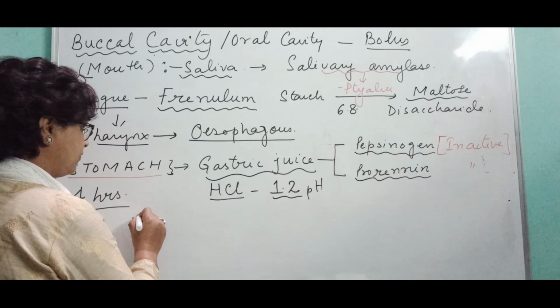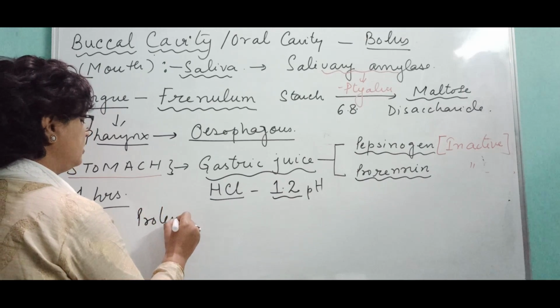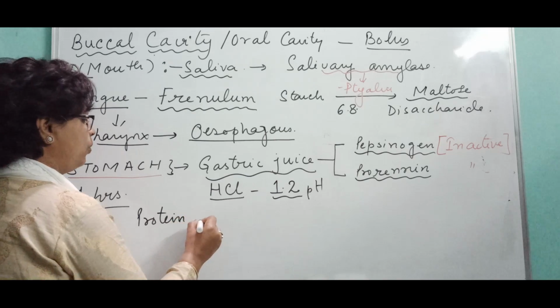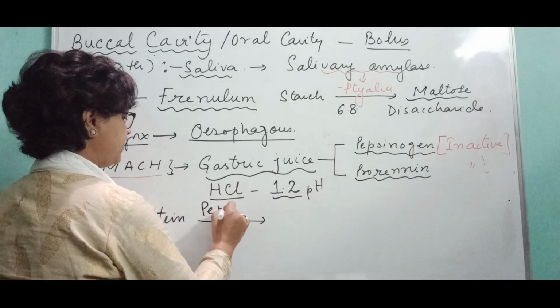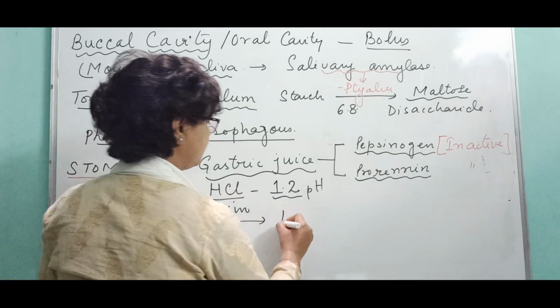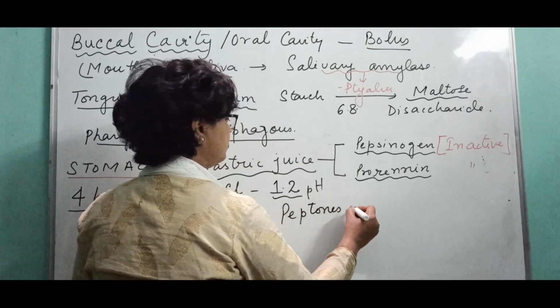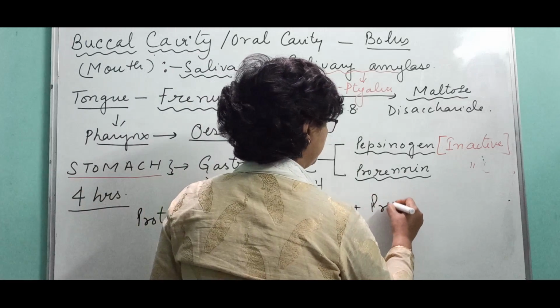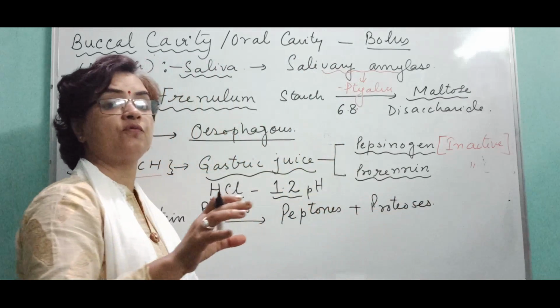That is, first of all, it is responsible for digestion of protein, and when it is in its active state, it is termed pepsin. And as we know that protein is a complex molecule, the first step is to make peptones plus proteoses. So this is the protein which is there in the food.